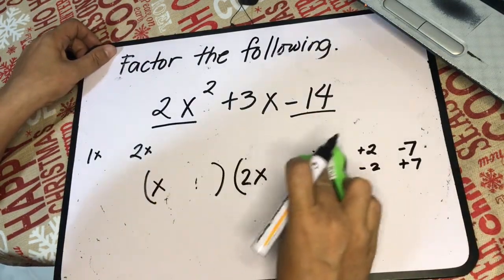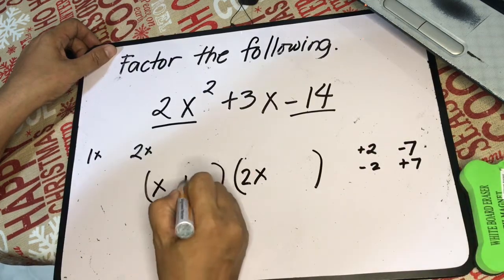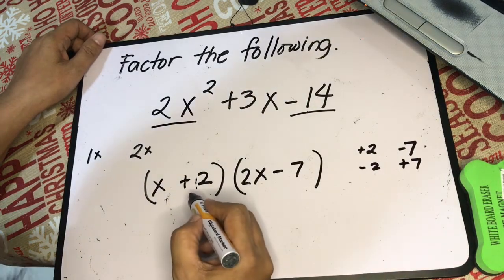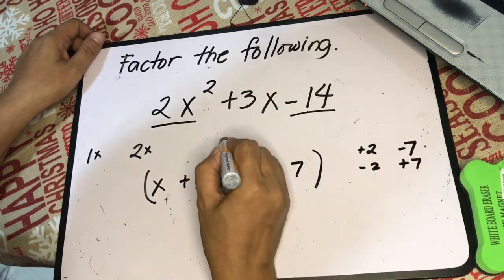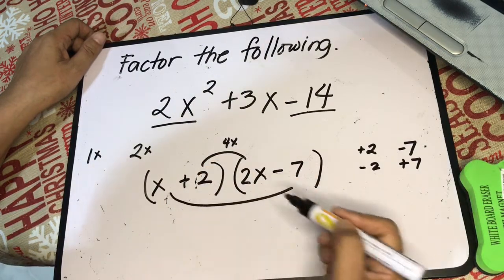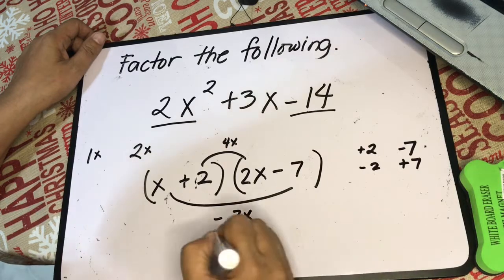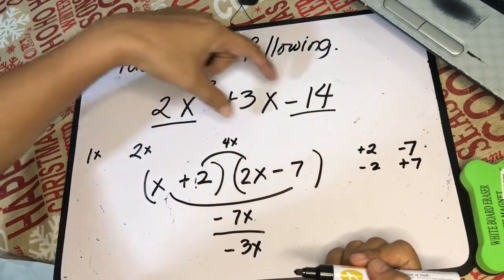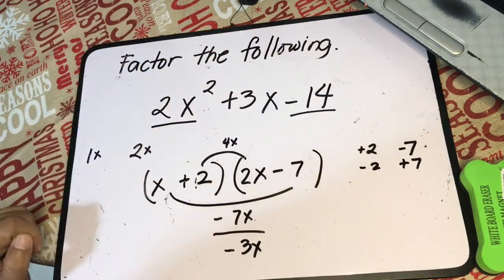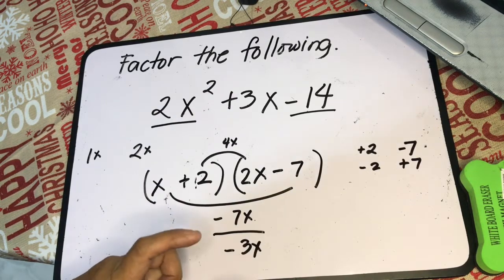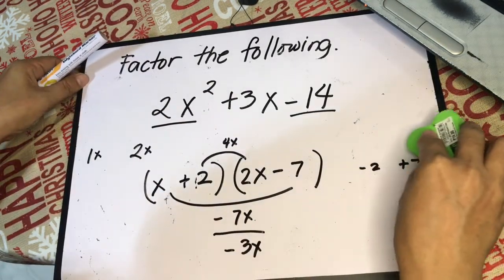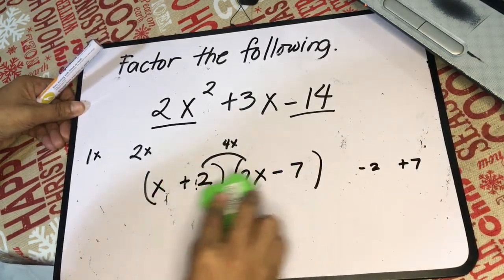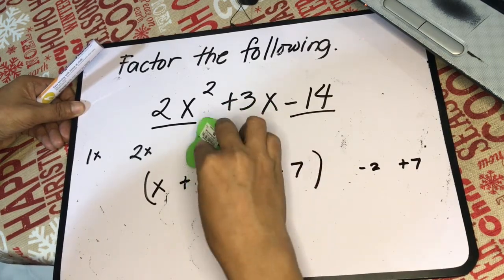Okay? Now, what about positive 2 and negative 7? So, let's try. Let us try. So, you have positive 2 and negative 7. If you are going to multiply this, 2 times 2, we have 4x. If you are going to multiply this, that is negative 7x. When you add that again, your answer will be negative 3x. Okay, so 3x na. But then, the sign is positive, but this is negative. Again, it is not the factor of negative 14 that we need. Okay? So, it's a trial and error.